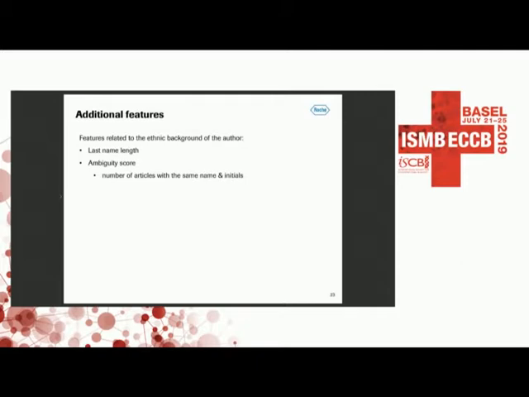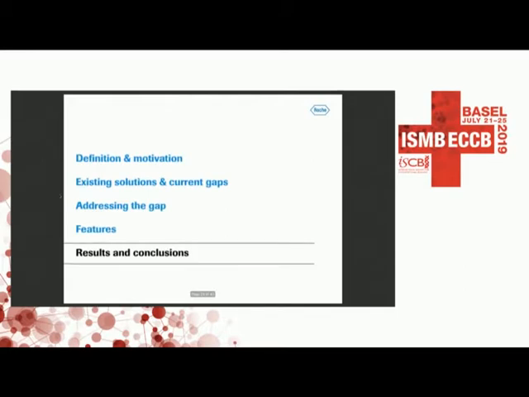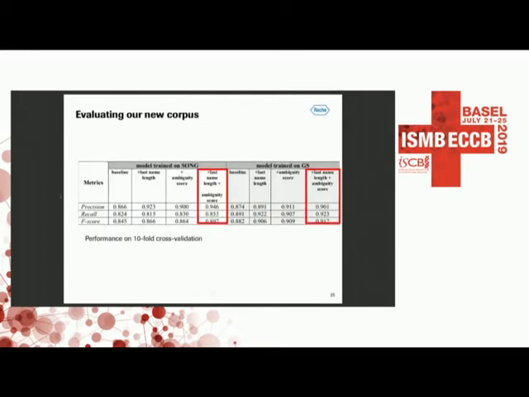And the features we came up with are maybe not that intuitive, but the last name length tends to correlate quite well with, for example, the origin of the authors. And also an ambiguity score, which is based on how many articles there are in MEDLINE that have that same name. So that tells you how difficult it is to disambiguate that name. I'm just going to briefly mention a couple of results that we got.